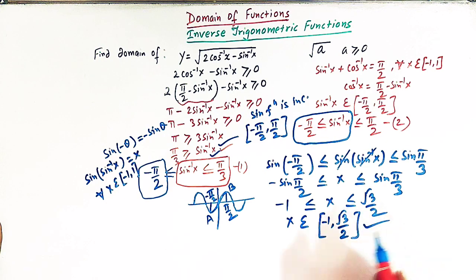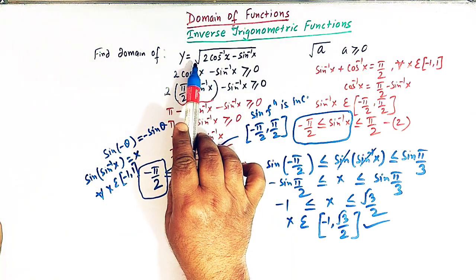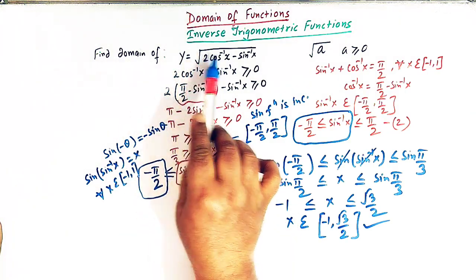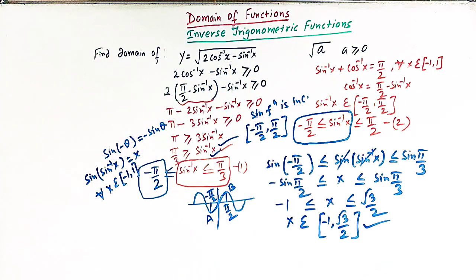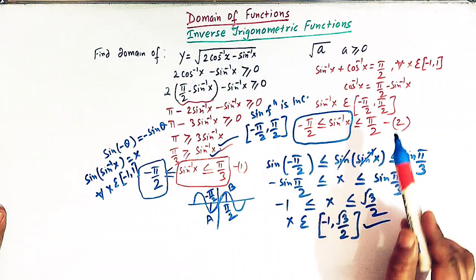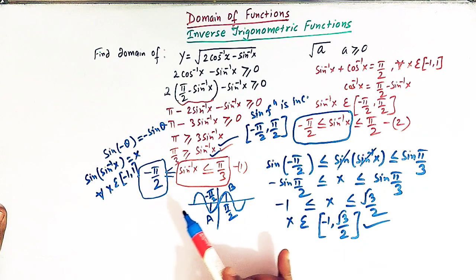So this is the required domain of the function y is equal to square root of 2 cos inverse x minus sine inverse x, right? So this is how by making use of all these concepts, we can easily arrive at the domain of functions.